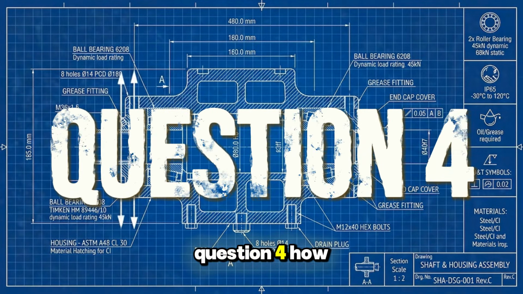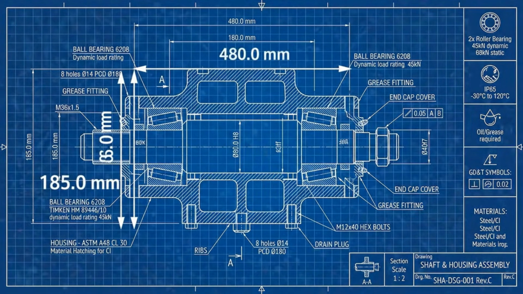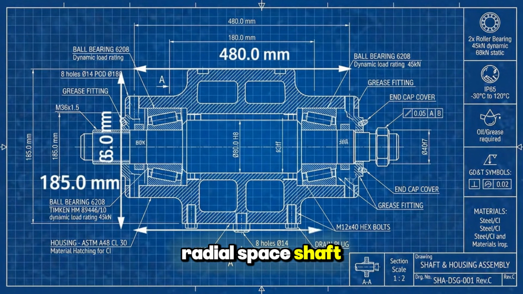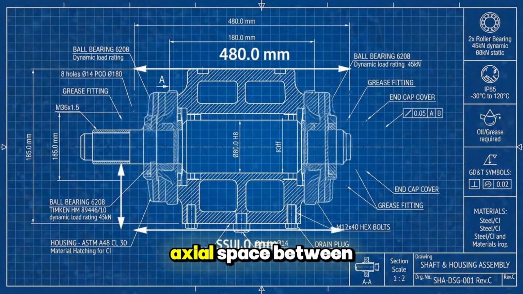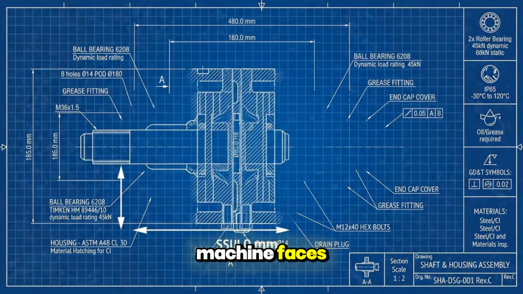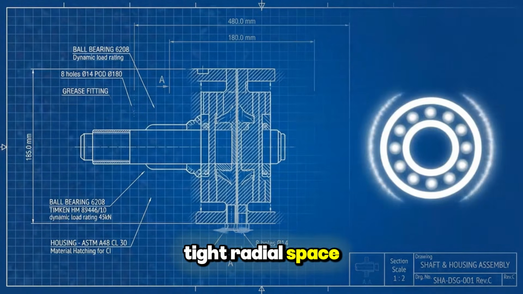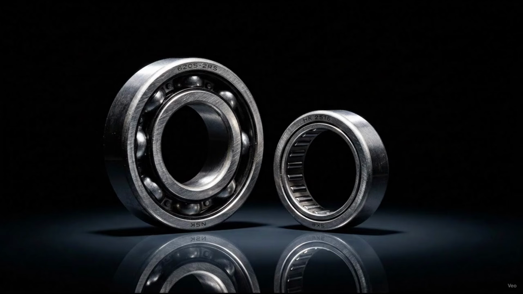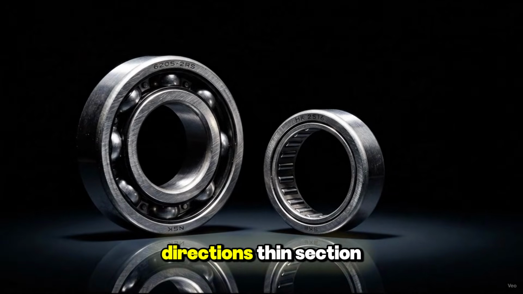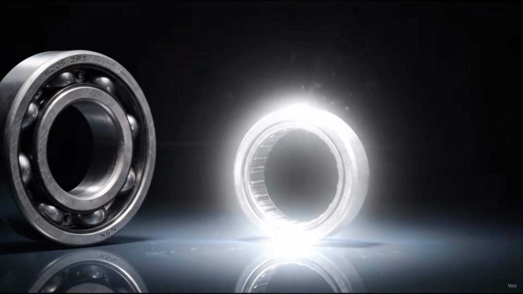Question 4. How much space do you have? Radial space, shaft to housing. Axial space, between machine faces. Tight radial space, needle bearing. Tight in both directions, thin section ball bearing.